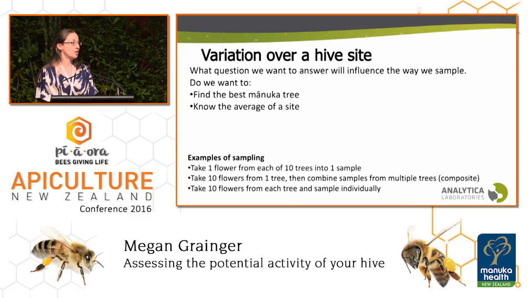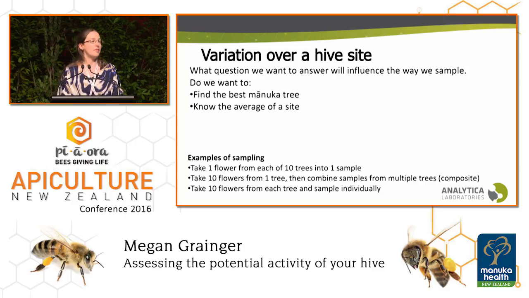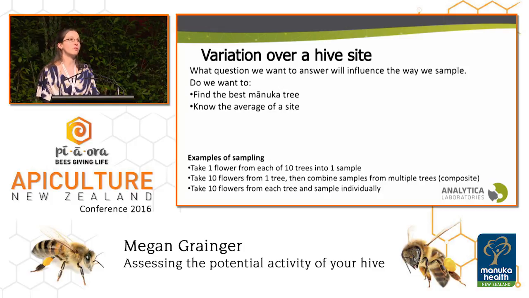So the next big question is, what is the variation over a hive site? And the question we want to answer influences the way we're sampling. So are we a nursery? Do we want to find the best manuka plant that will produce the highest DHA we've ever seen? Or are we a beekeeper and we want to know if we've got a good hive site? Or are we a landowner and we want to see if our manuka plants need to be ripped out and we need to start again with higher ones?